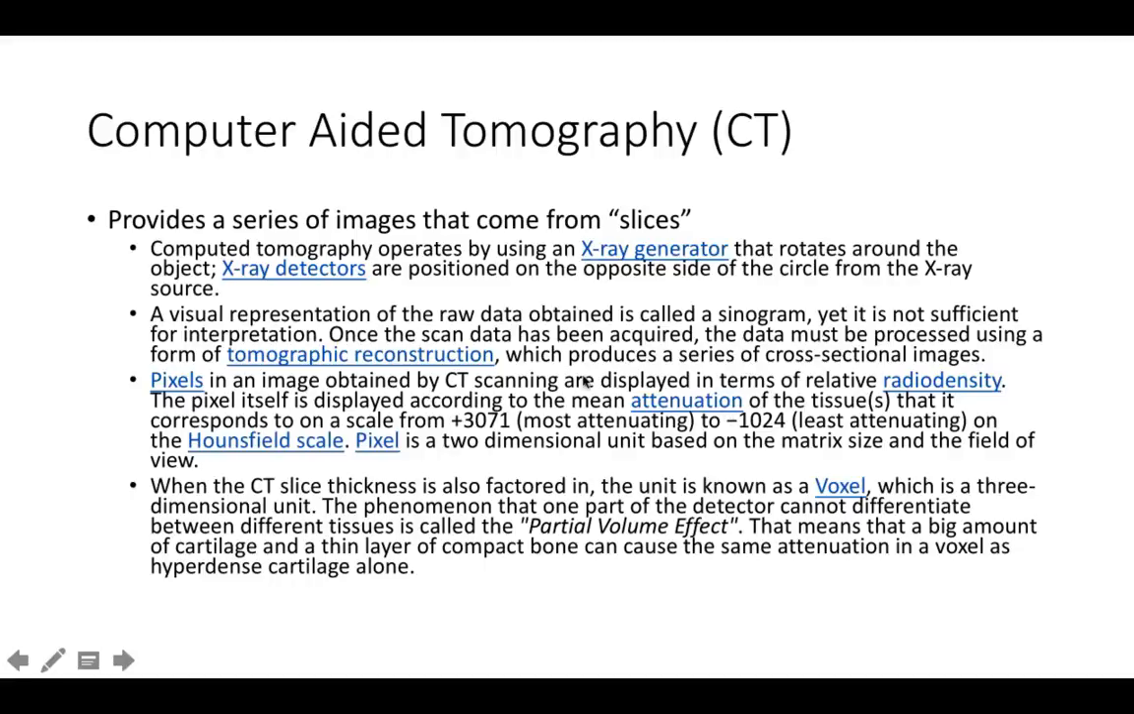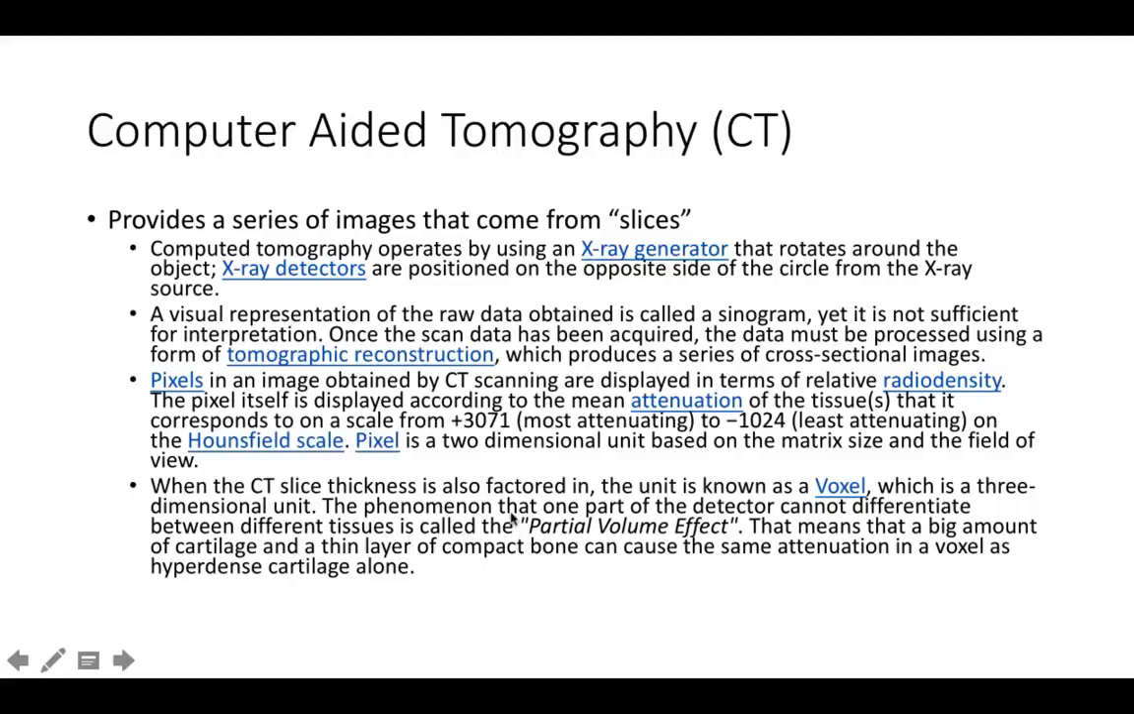The pixels in an image obtained by a CT are displayed in terms of their relative radial density. So the pixel itself is displayed according to the mean attenuation of tissue that it corresponds to. And there are some scales for this that are standard. So the pixel is a two-dimensional unit that's based on the matrix size and the field of view. And that partially has to do with the resolution of your detectors. When the CT slice thickness is factored in, then the unit's known as a voxel. That's basically a three-dimensional unit.